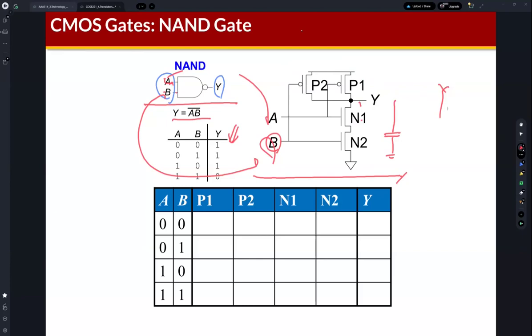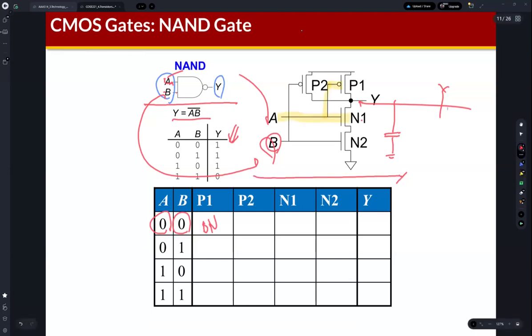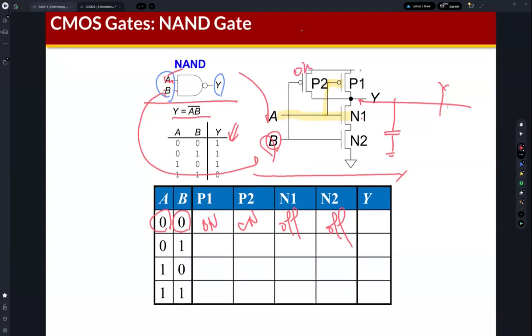Then let's see the behavior of this NAND circuit. So A is 0 and B is 0. Then P1 is on, right? Because A is connected to P1 and N1. Okay. And then how about P2? B is connected to P2. So this is also on because B is 0. How about N1? Obviously off. Okay. Then in this circuit, P1 and P2 are on, and N1 and N2 are off. So Y is connected to the VDD, right? So this is 1.